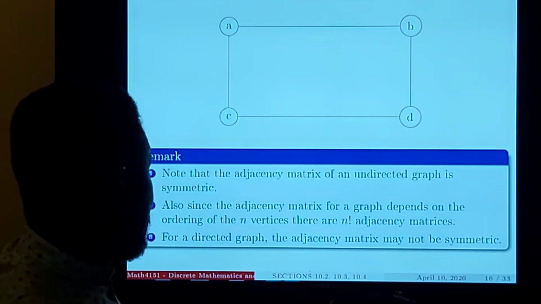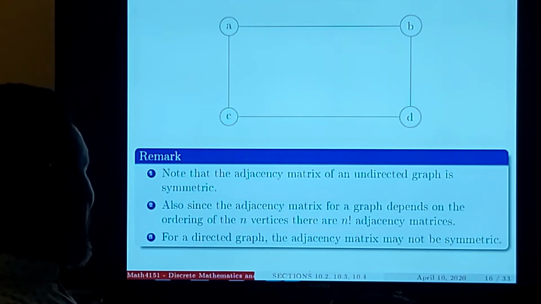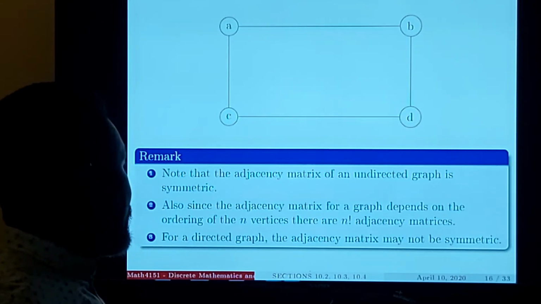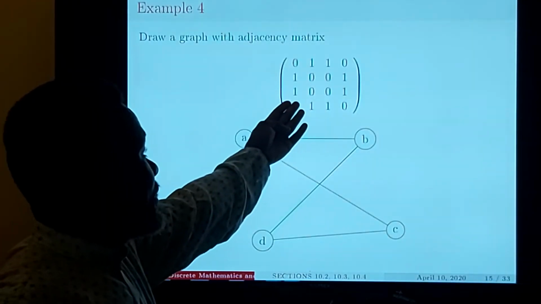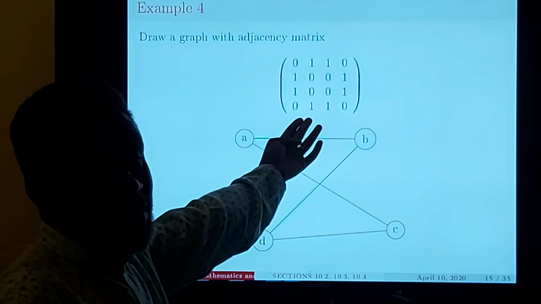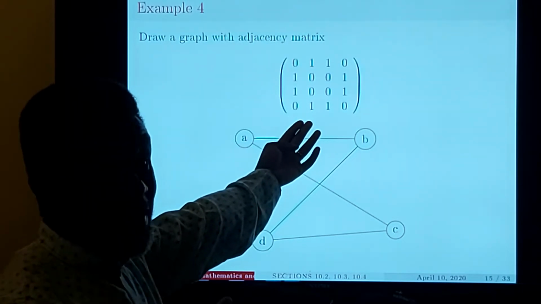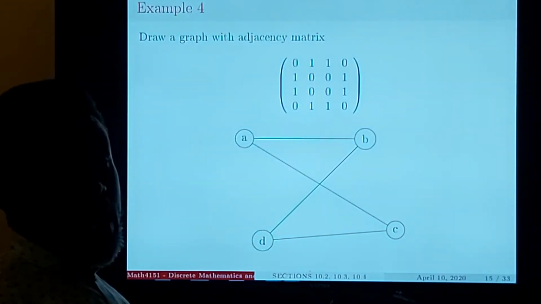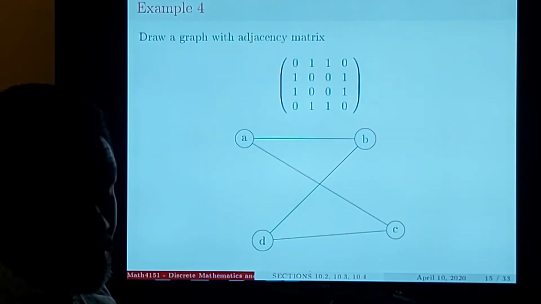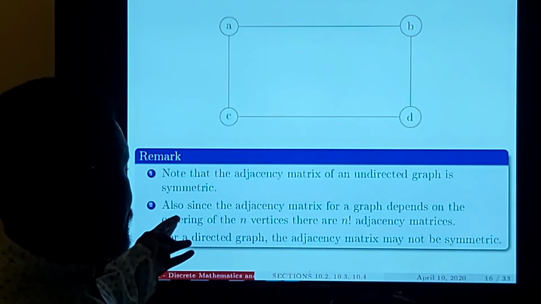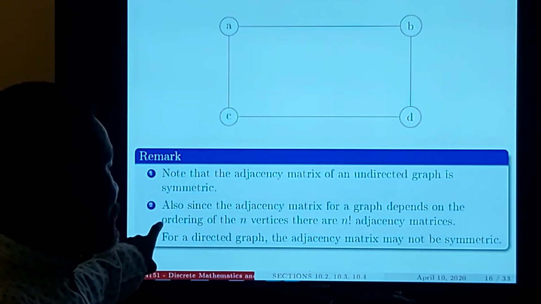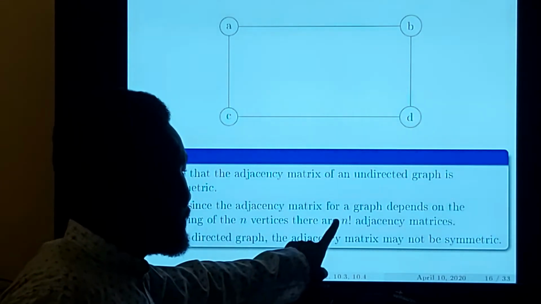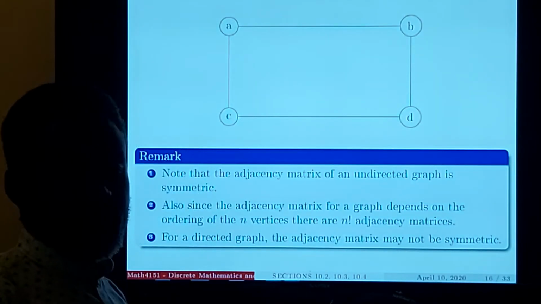connectivity. Here's a remark. Note that the adjacency matrix of an undirected graph is symmetric. You know what we mean by symmetric in matrices? Symmetric means that a matrix is equal to its transpose. It's called a symmetric matrix. And so this is always symmetric, by the way. Also, since the adjacency matrix for a graph depends on the ordering of the n vertices, there are n factorial adjacency matrices.